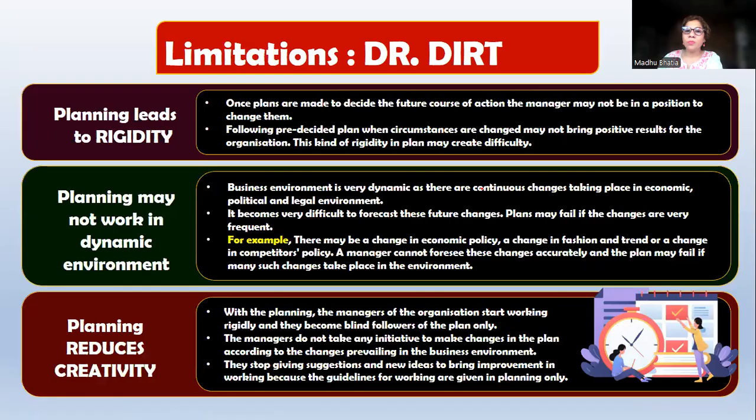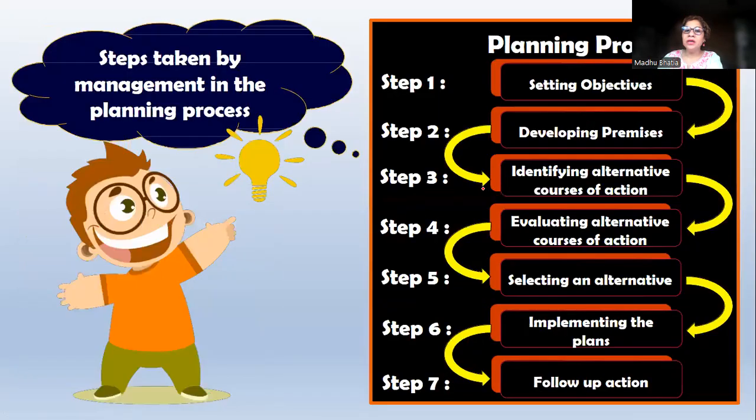So what is the easiest topic of this chapter? It is the process. And why am I taking the process? Because once you take the process, you will be able to correlate the features as well as the importance of planning with the process. So let us do it quickly. The planning process comprises 7 steps.